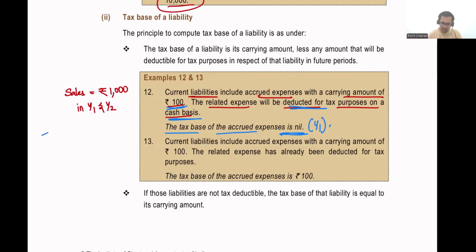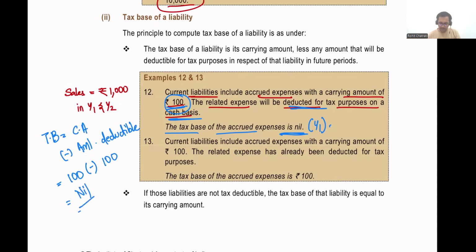Now, what is going to be the tax base? The tax base is going to be carrying amount minus amount deductible in future. What is the carrying amount? The carrying amount is going to be equal to 100. What is the amount deductible in future? The amount that will be allowed as a deduction in future is also going to be 100. Therefore, the tax base is actually equal to 0.